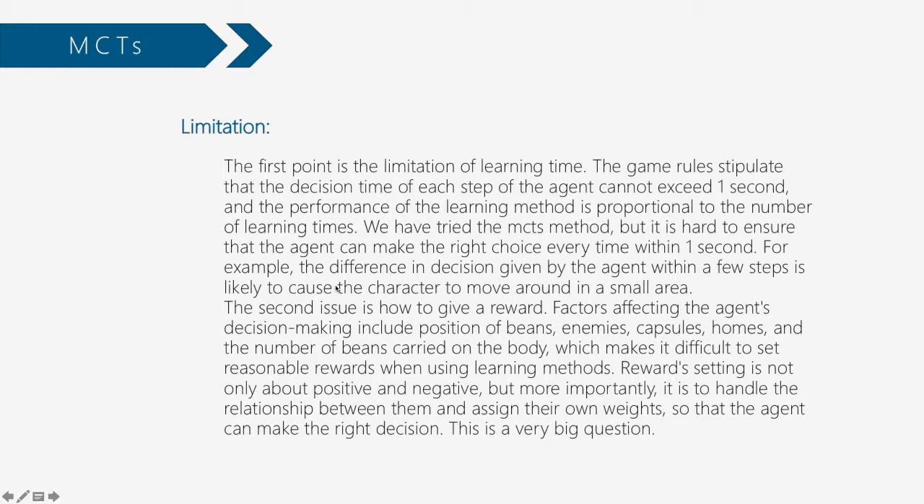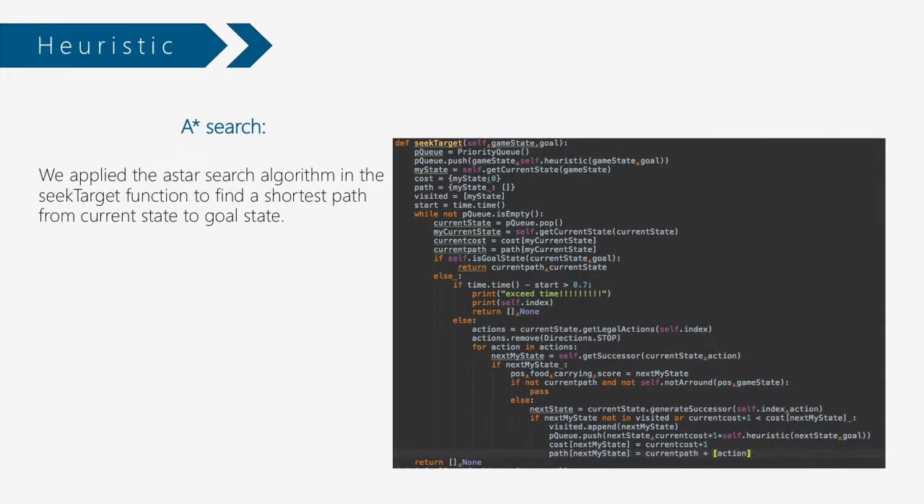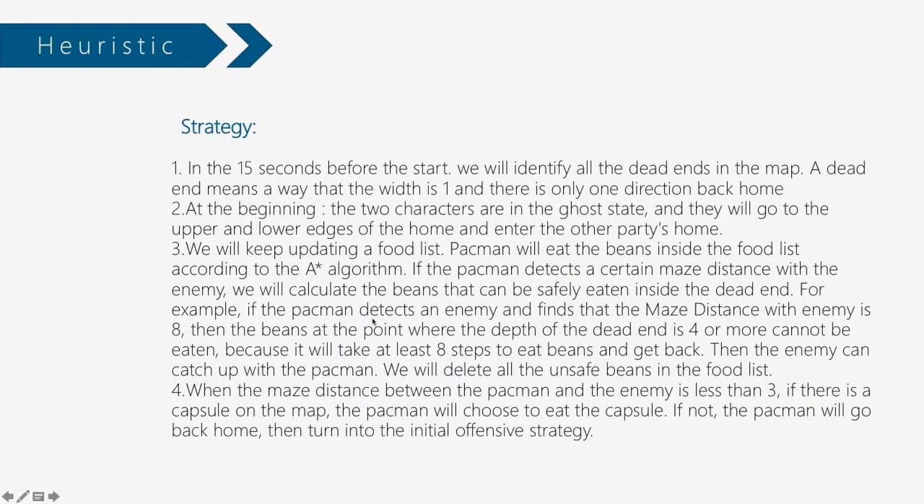Therefore, we choose a heuristic method that is more straightforward and has a shorter decision time. We apply the A-star search algorithm in the seek target function to find the shortest path from the current state to goal state. This is our code. And we set different goals in different situations to help the Pacman agent to make the correct move. Our heuristic strategy is to give up defense.